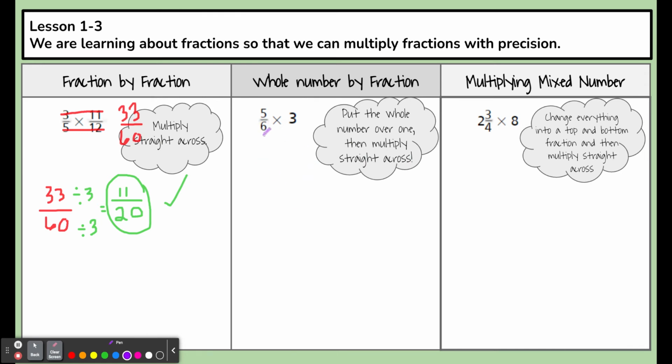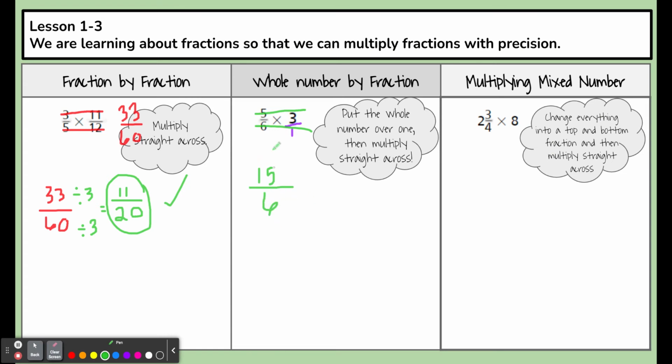The next problem is a little bit different because I don't have a fraction times a fraction. I have a fraction times a whole number. Well, my little bubble over here tells me what to do. Whenever you have a whole number, you can turn it into a fraction by putting it over top of 1. So 3 wholes is the same as 3/1. Then I can follow that multiplying fractions rule, which says go straight across. So 5 times 3 is going to be 15. Let's do the denominators. 6 times 1 is 6.